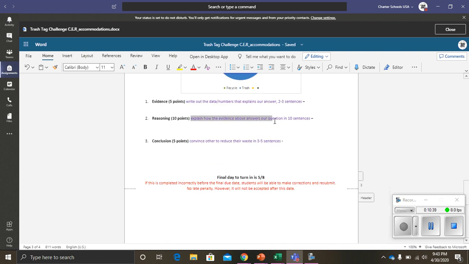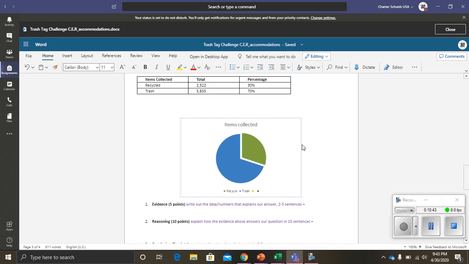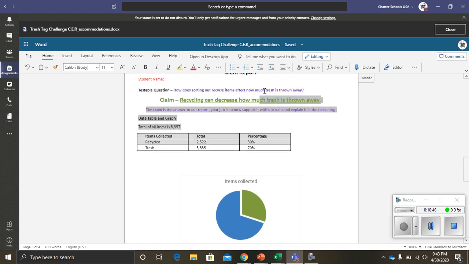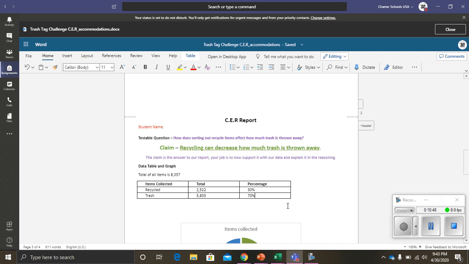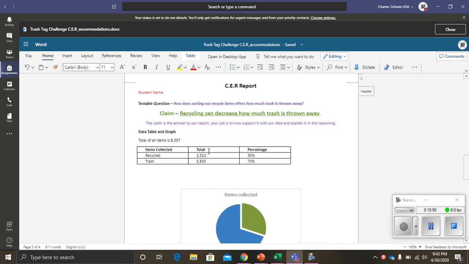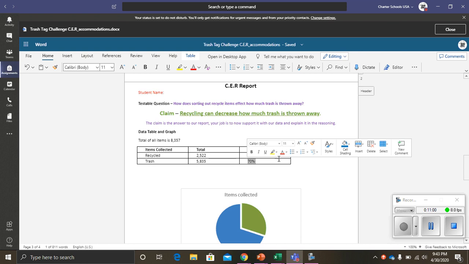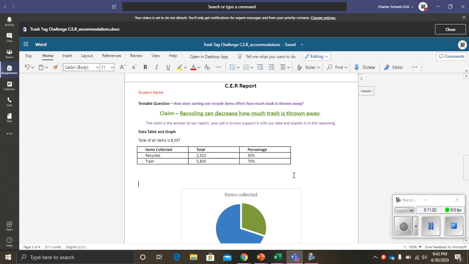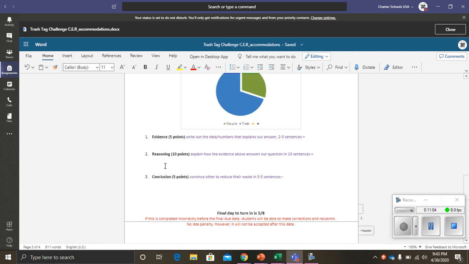All right, so reasoning again. Explain how the evidence answers your question. How does this tell us that it was reduced? Remember, you add this together. 70 plus 30 is 100, right? So this is 100% waste. How much of the waste was reusable? 30%. How much just had to go into a landfill and sit there for the rest of its life? 70%. It's a big number. Okay, so you're going to explain that in your reasoning.